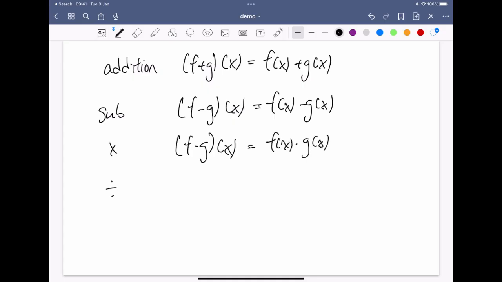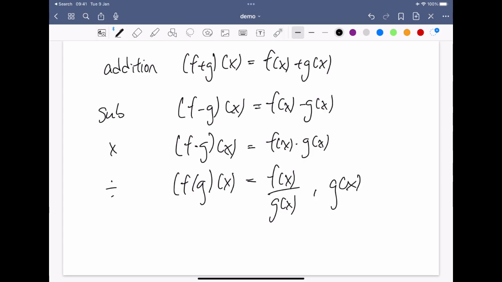And then again, division. The only key thing you need to know about division is just that g cannot equal 0, because you cannot divide by 0. So f over g of x equals f of x over g of x, and note that g of x cannot equal 0.